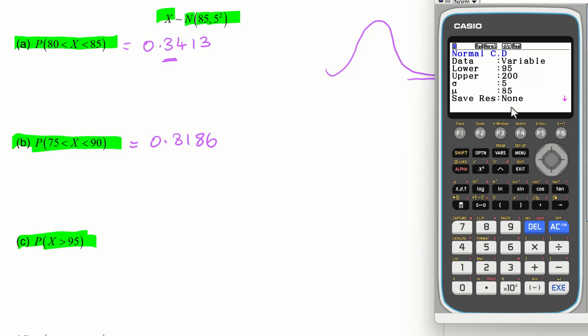That's many standard deviations above the mean. And then we'll just execute on that, and we get 0.228.